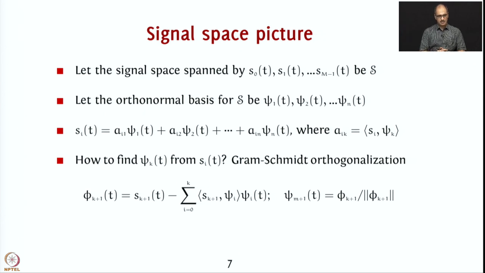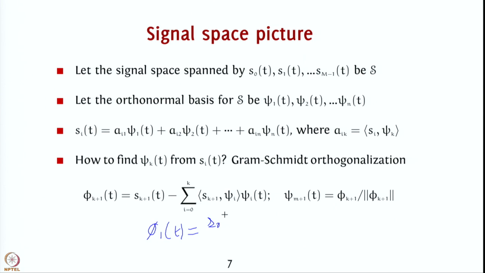Now, this is something which we have mentioned before, but we want to do properly. The question is, how do we find psi k from si(t)? The answer, if you want a systematic procedure, is to perform Gram-Schmidt orthogonalization. Gram-Schmidt involves finding phi k plus 1 of t, which is s k plus 1 of t minus the sum of the inner product of s k plus 1 with psi i times psi i. So what does this mean? We initialize psi 1 of t as s0 of t divided by the norm of s0 of t. This is the initialization step.